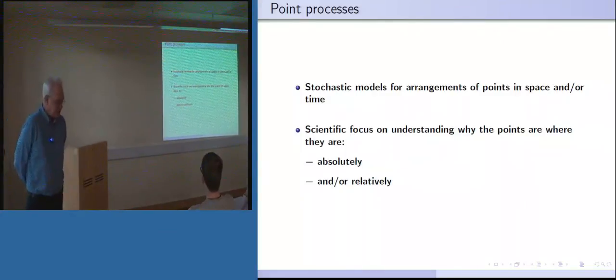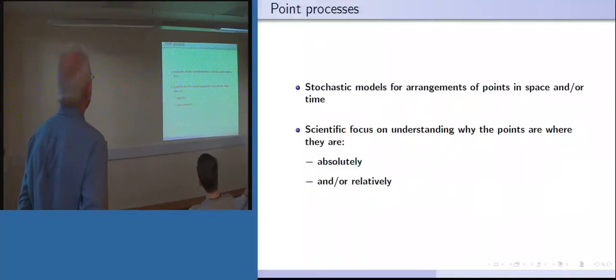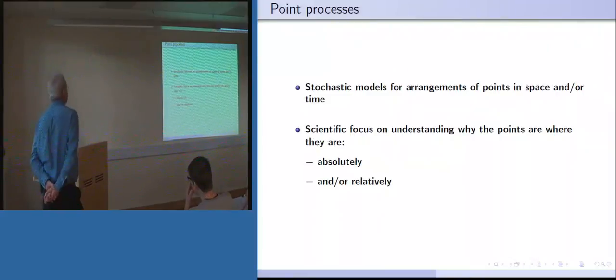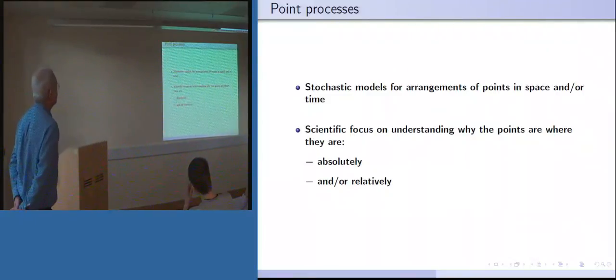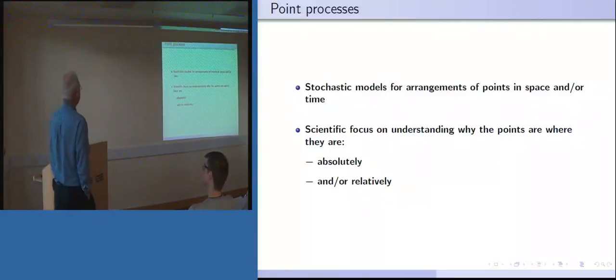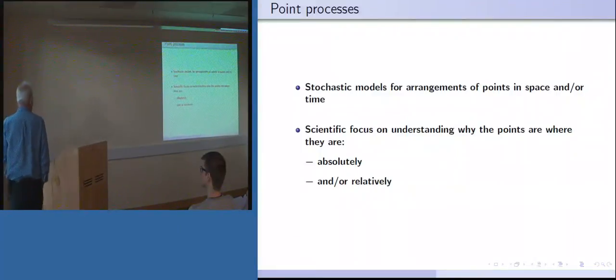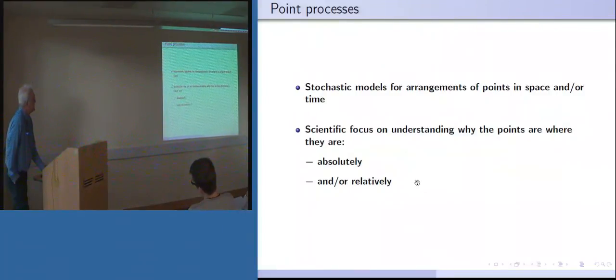Now, point processes, which were always considered as really a very different thing from geostatistical models and processes, are just as I've already said in the first half, stochastic models for arrangements of points in space and or time. And that means that what you're looking at when you analyse point process data is trying to understand why the points are where they are. And there's a fairly important distinction between whether you're interested in where they are absolutely or where they are relative to each other. And the distinction there is in the types of scientific question you're trying to address.